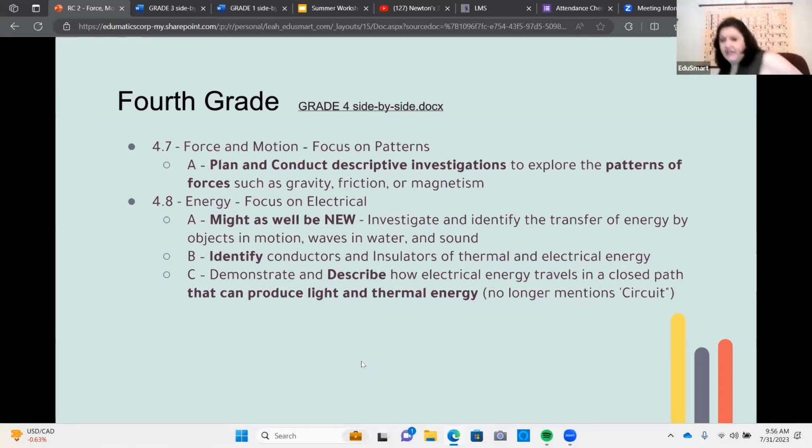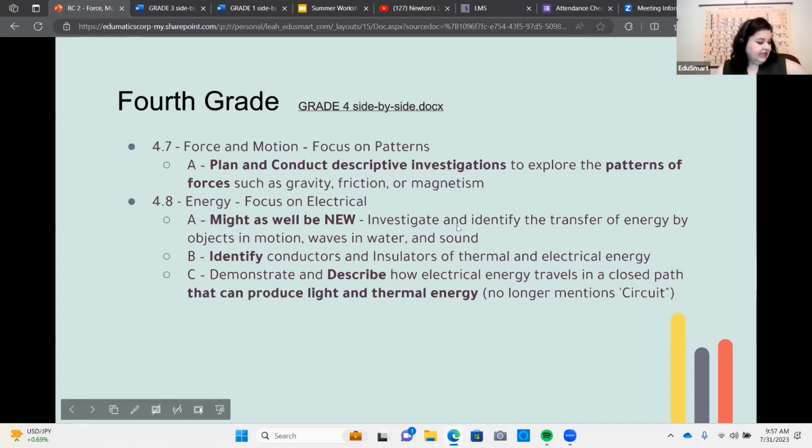And while this is not a new standard, it might as well be new because this is the first time that we've used waves down in this low of a grade level. So it says investigate and identify the transfer of energy by objects in motion, waves in water, and sound. So we're looking at how energy moves from one object to another. And we have a great instruction module on this with EduSmart. We'll show you kind of how it gets scaffolded. But this is a big change.